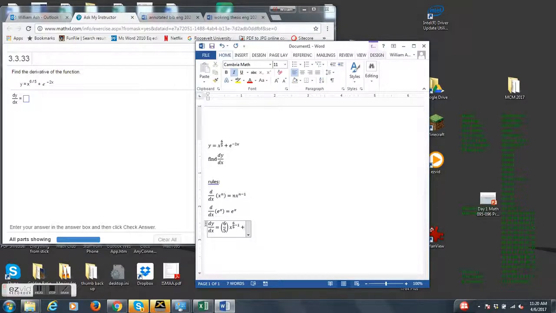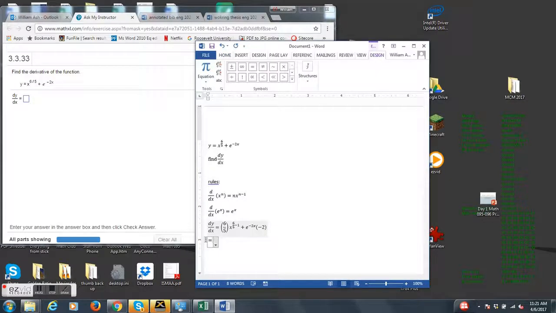But what I have here is a u, e to the negative 2x. So I've composed these two functions together. So I just take e to the negative 2x times the chain rule, the derivative of negative 2x is just negative 2, right? And if I clean this whole thing up a little bit, now I have my answer: 6/5 x to the 1/5 minus 2e to the negative 2x. And that's it.